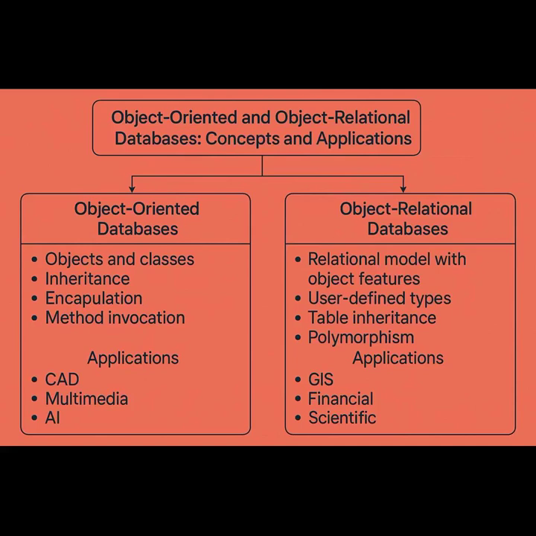2.3 Object Data Model. The data model includes classes, which define object structure. Attributes, data members of the class. Methods, functions that operate on data. Relationships, associations like aggregation, composition.